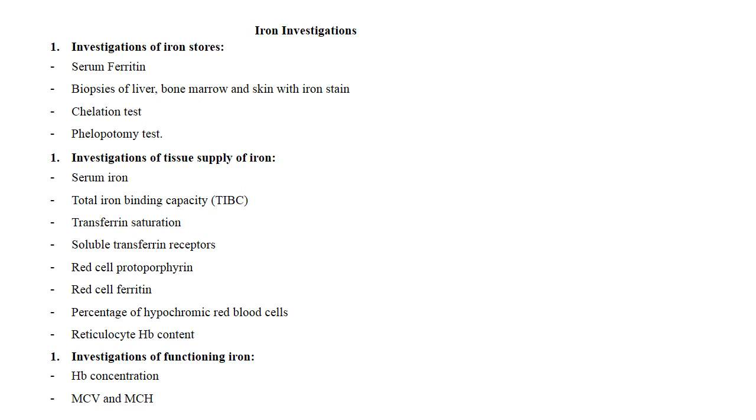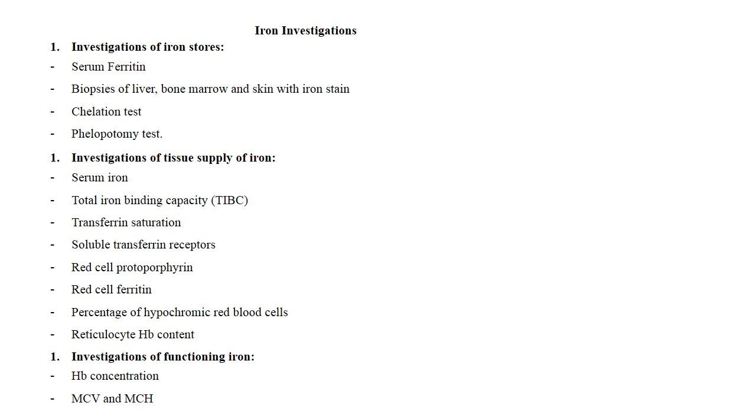The tissues from which a sample can be taken and the percentage of iron can be measured in them include liver, bone marrow, and skin. Other methods are old methods, such as the chelation test, which is performed by giving the patient an iron chelator, followed by measurement of the amount of iron in the urine.